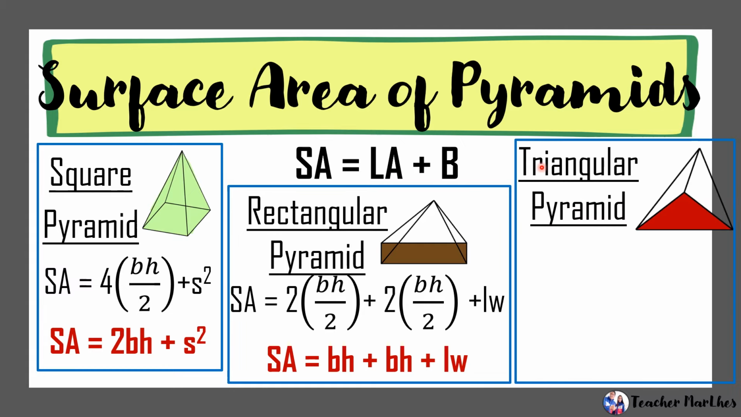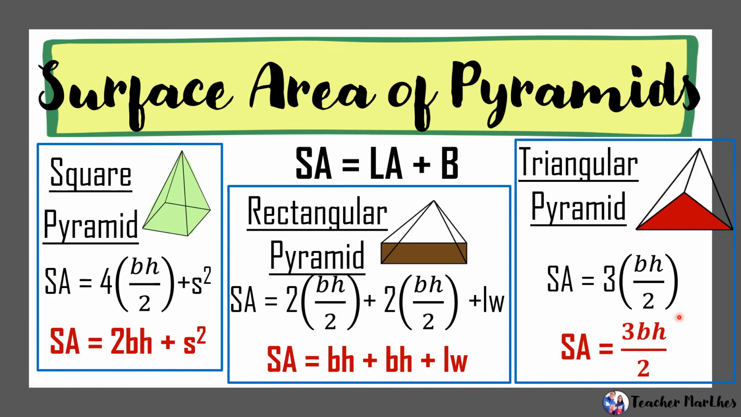For triangular pyramid, we have 3 triangles. Kaya 3 times base times height divided by 2. So, to simplify, the surface area of triangular pyramid is equal to 3 times base times height divided by 2.